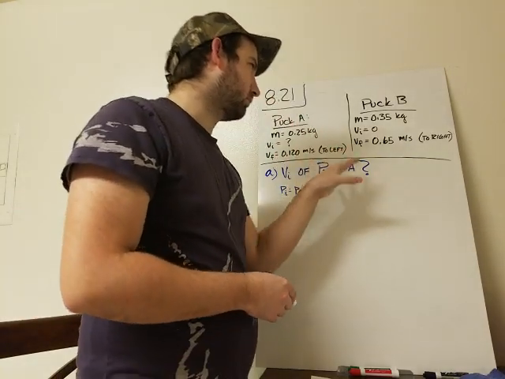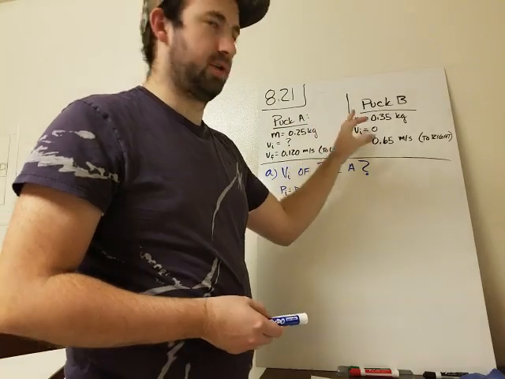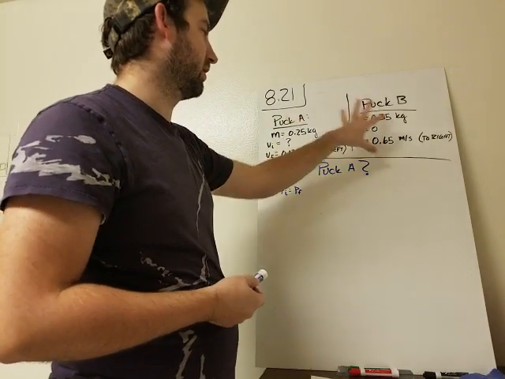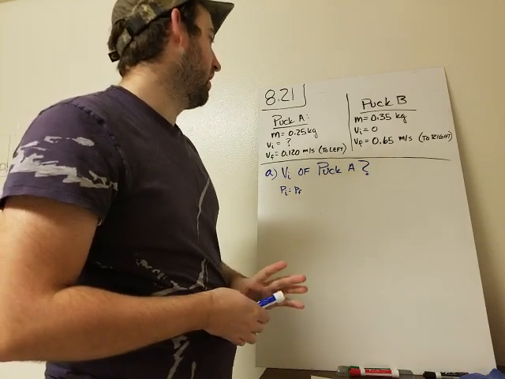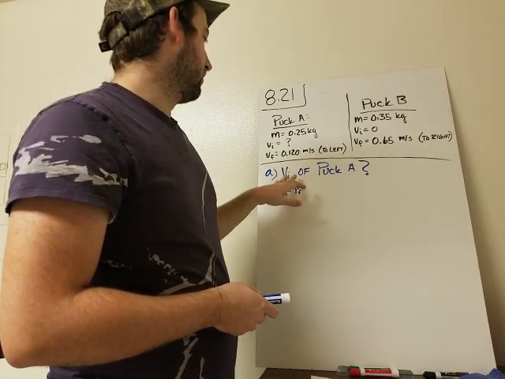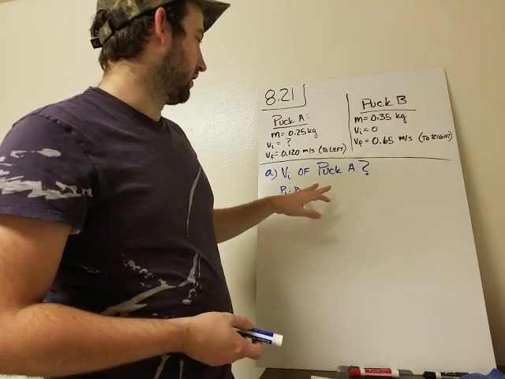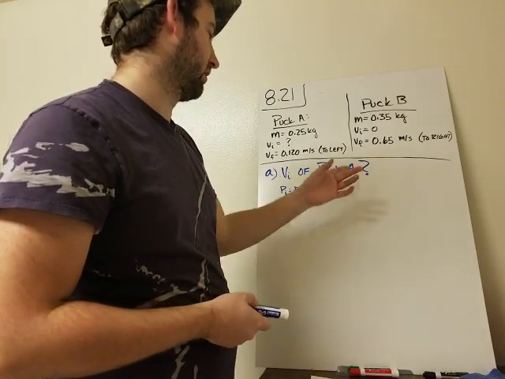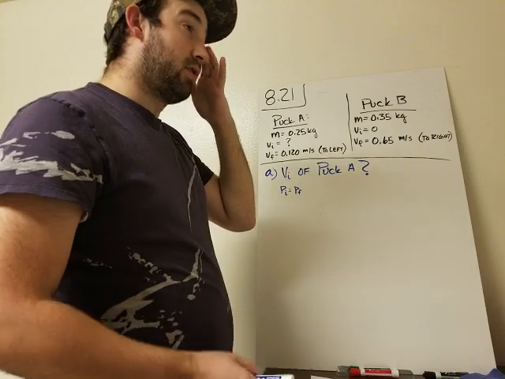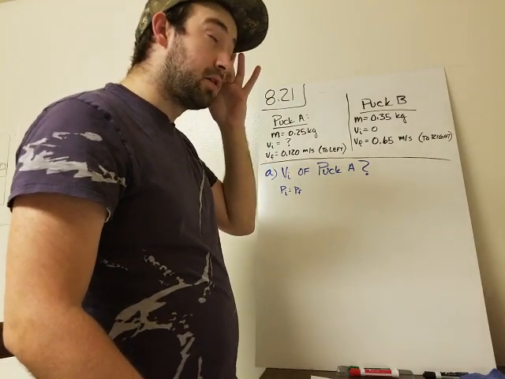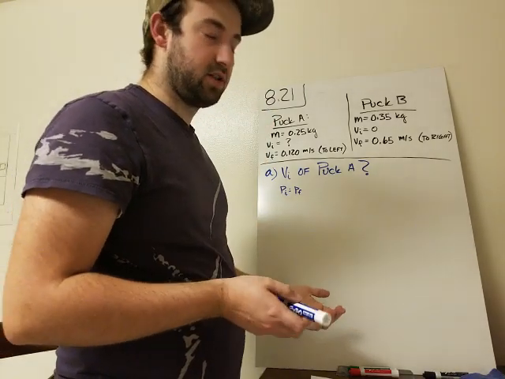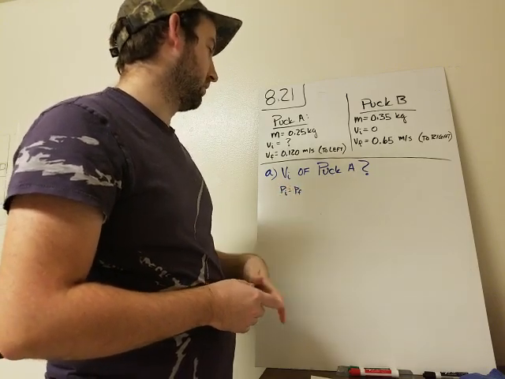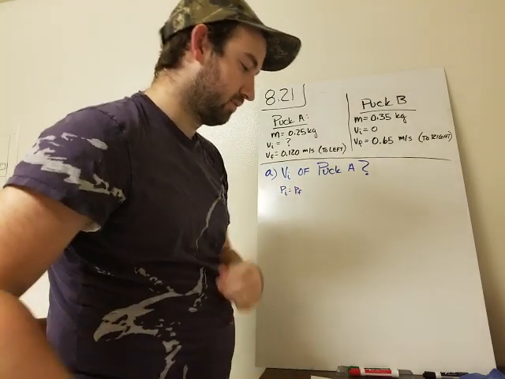So I've already organized everything by puck A and puck B. I figured that would be the easiest way to keep the information organized. And so it wants to know, the way I've notated this, the initial velocity of puck A. So to start out, we know that momentum is going to be conserved. So we know that the initial momentum is going to equal the final momentum.